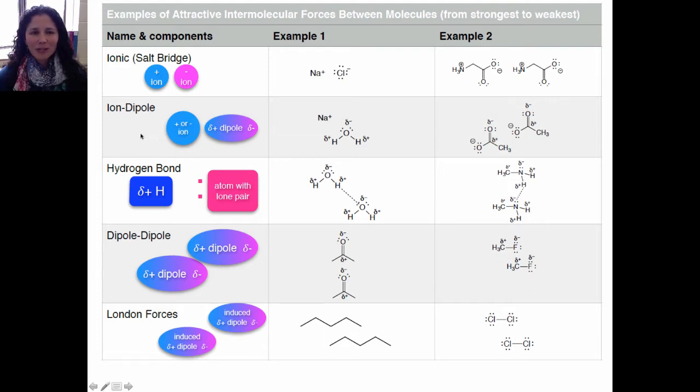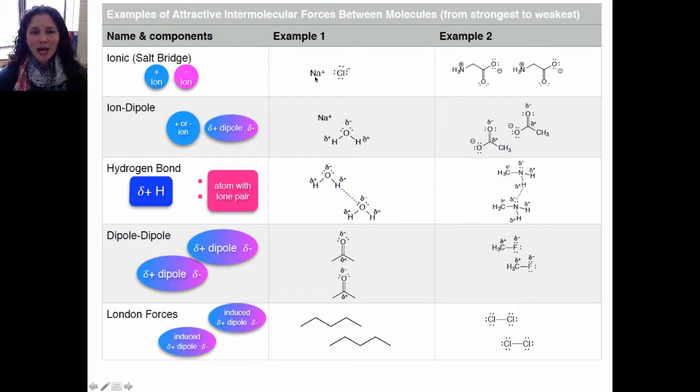An ion dipole is a new type of interaction that we haven't seen before. You take either a positive or a negative ion interacting with a dipole. So in this case, you could have either a positive or a negative, and therefore it would interact with the dipole of the opposite partial charge. Here's an example. Here I have a sodium ion, which is a positively charged ion, interacting with the partial negative charge on a polar water molecule.